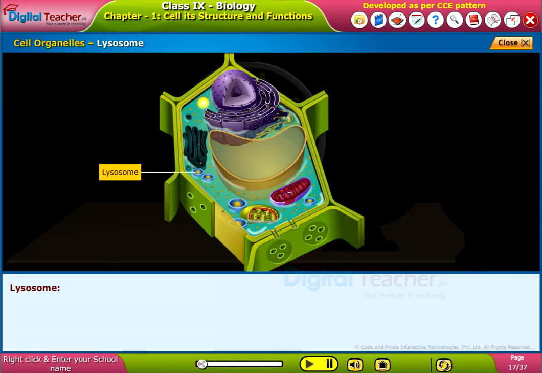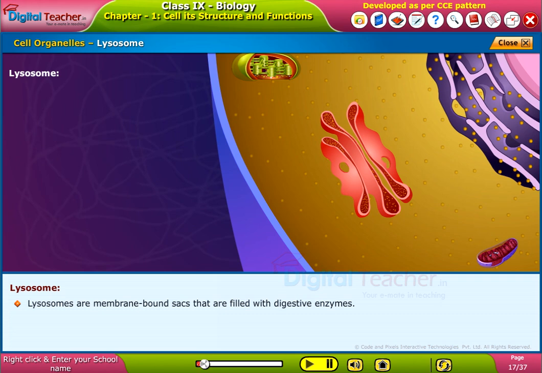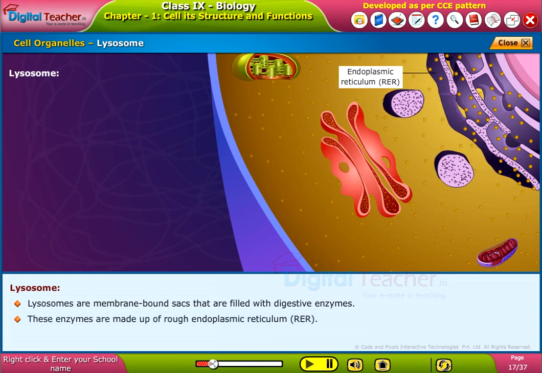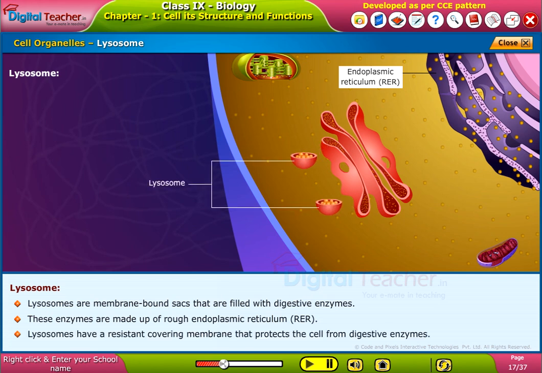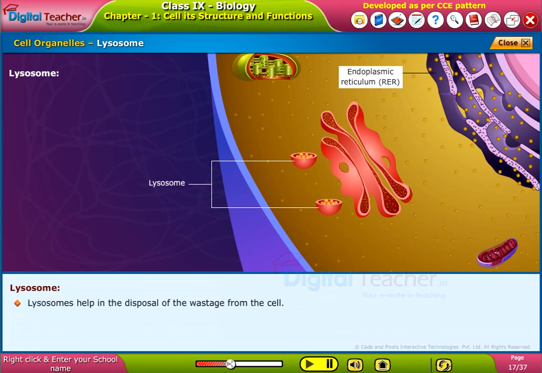Lysosome. Lysosomes are membrane-bound sacs that are filled with digestive enzymes. These enzymes are made up of rough endoplasmic reticulum or ER. Lysosomes have a resistant covering membrane that protects the cell from digestive enzymes. Lysosomes help in the disposal of the wastage from the cell.